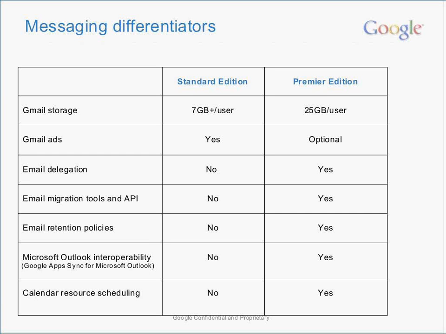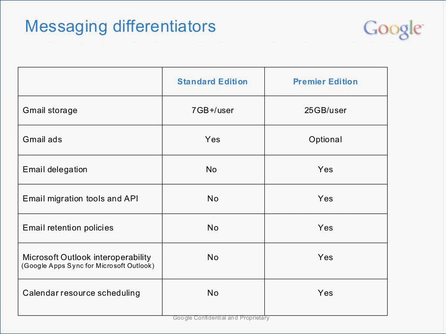Specifically going into some of the other enterprise level functionality, business critical features, we're talking about email delegation and retention policies. You will not see these in the standard edition. These are only available in the Premier edition, and so are some of our integration tools, migration tools, and APIs. All the advanced tools that a typical Premier edition customer sees are not available with the standard edition.